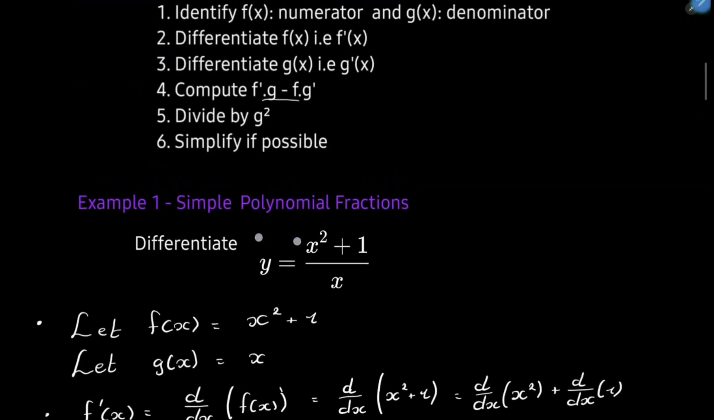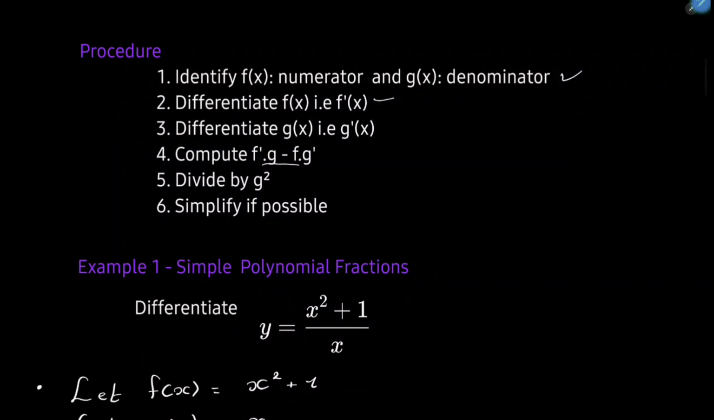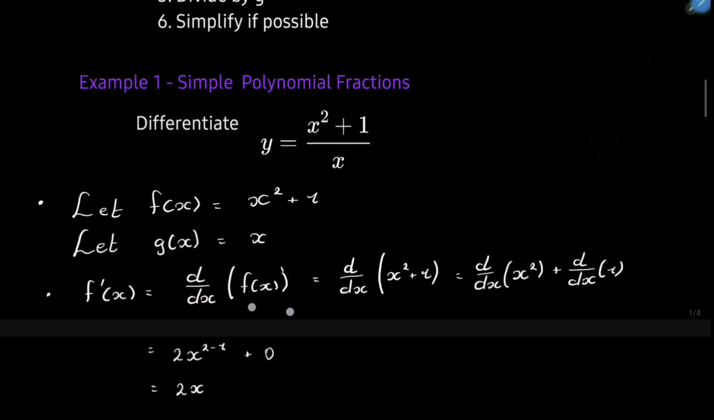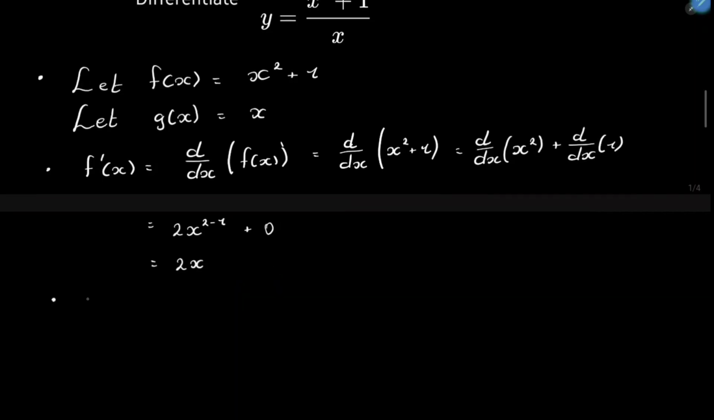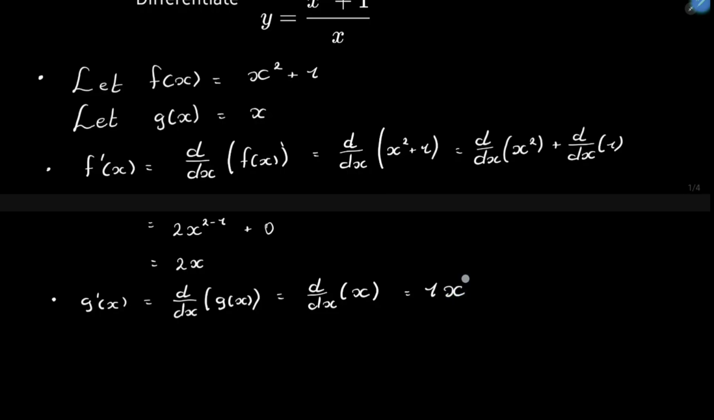Moving on to our third step, since we are already done with our first and second step, it tells us to differentiate g of x, that is g prime of x. Now, g prime of x is equal to the derivative with respect to x of g of x, which is equal to the derivative with respect to x of x. And this gives us 1x to the power 1 minus 1 using our power rule, which is the same as 1x to the 0, which gives us the constant 1.